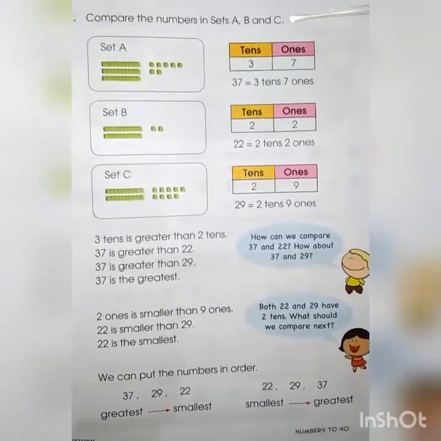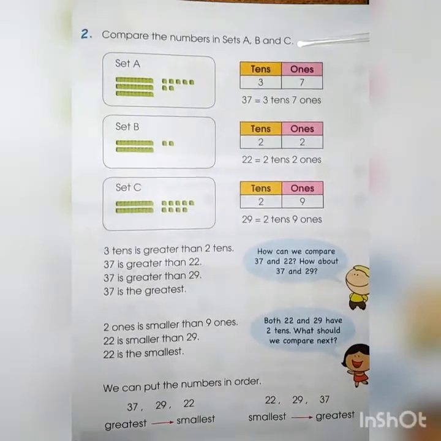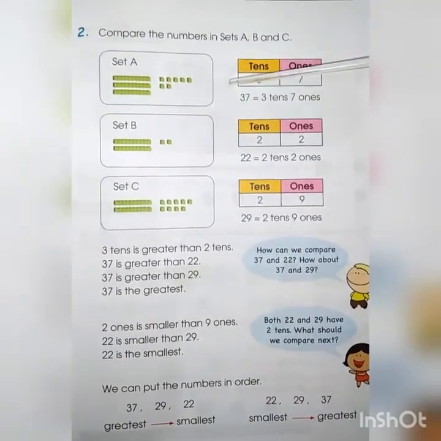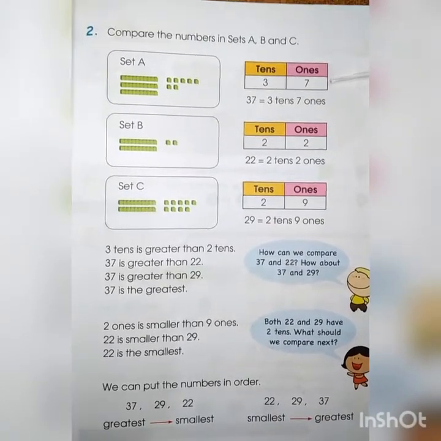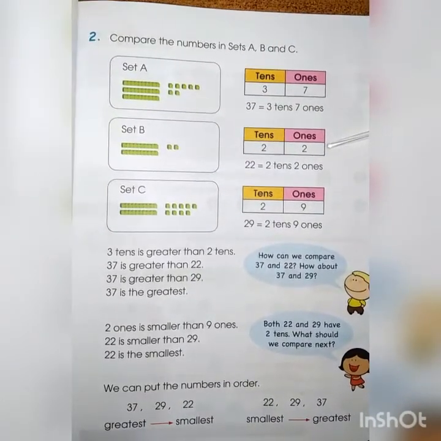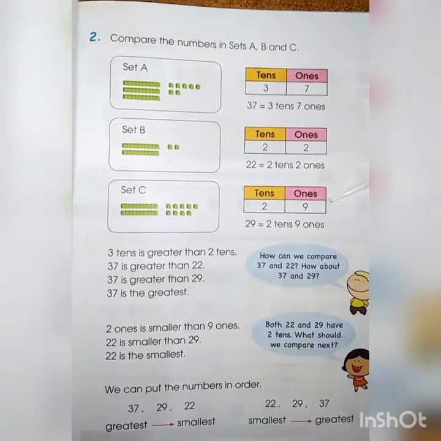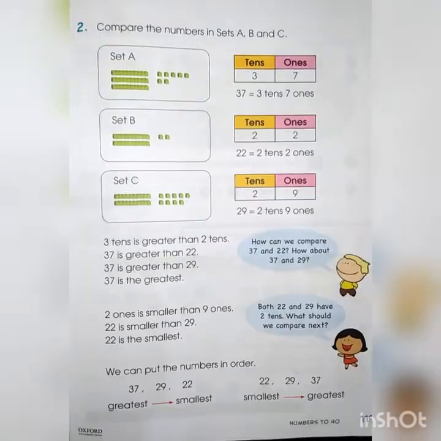Number 2, compare the numbers in sets A, B and C. We have 3 sets, set A, B and C, and in set A we have 37 blocks, in set B we have 22 blocks, and in set C we have 29 blocks.